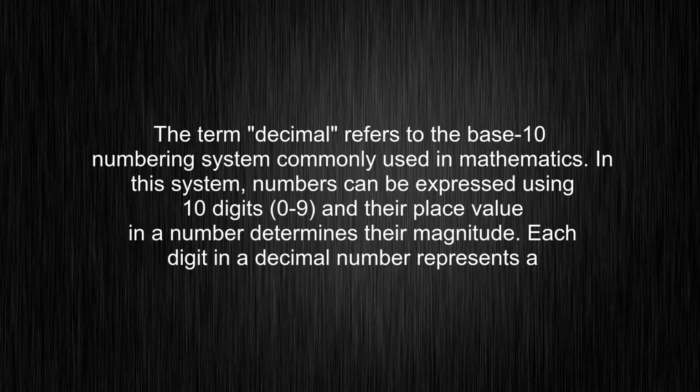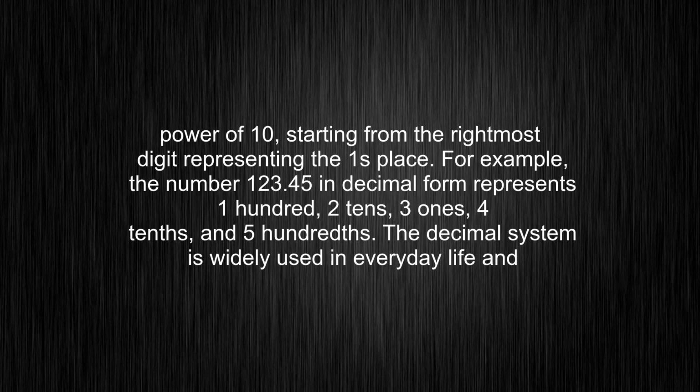The term decimal refers to the base 10 numbering system commonly used in mathematics. In this system, numbers can be expressed using 10 digits, 0 to 9, and their place value in a number determines their magnitude. Each digit in a decimal number represents a power of 10, starting from the rightmost digit representing the ones place. For example, the number 123.45 in decimal form represents 100, 2 tens, 3 ones, 4 tenths, and 5 hundredths.